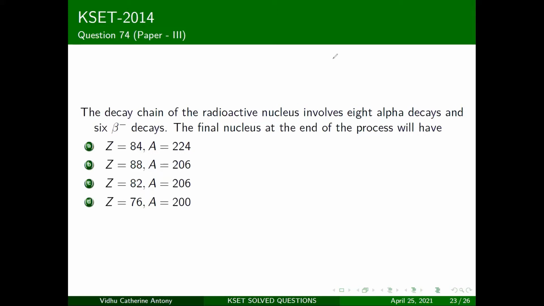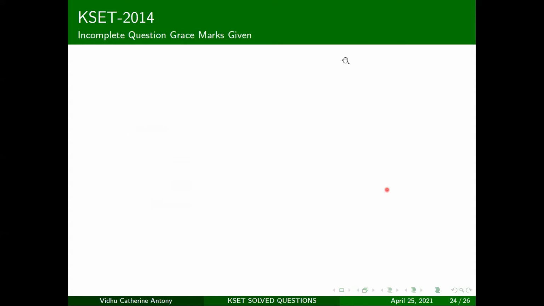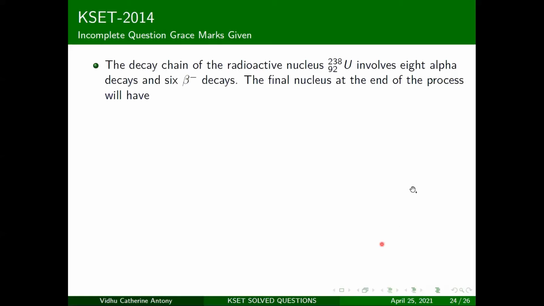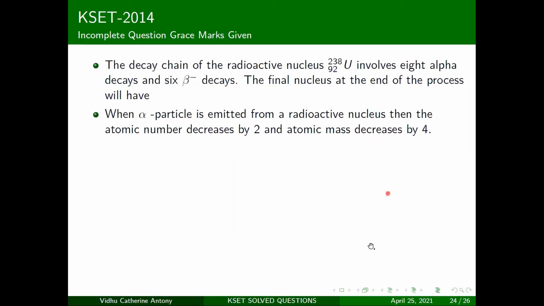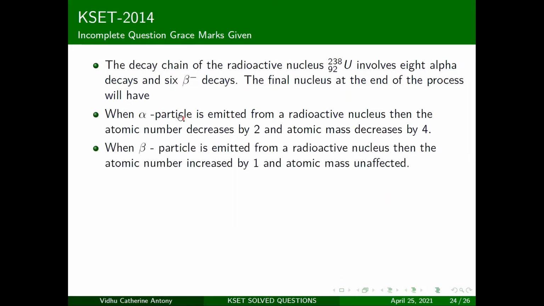Okay, so now let's look at this. The decay chain of the radioactive nucleus involves 8 alpha decays, 6 beta decays. The final nucleus at the end of the process will have what? Okay, so now what do you mean when you're getting an alpha particle that's emitted? You need to decrease the atomic number by 2 and decrease the mass number by 4. When you're talking about a beta particle, you increase the atomic number by 1, and atomic mass is unaffected.